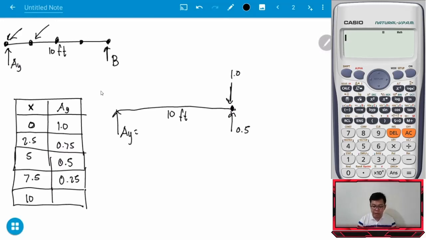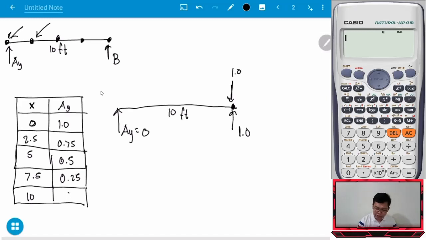Now, when x is equal to 10, guys, or the location of our unit load is at the very end, obviously, the reaction is no longer 1.0. So, AY is actually equal to 0. Even if you sum up the moments there, nothing will rotate. So, AY is actually equal to 0.